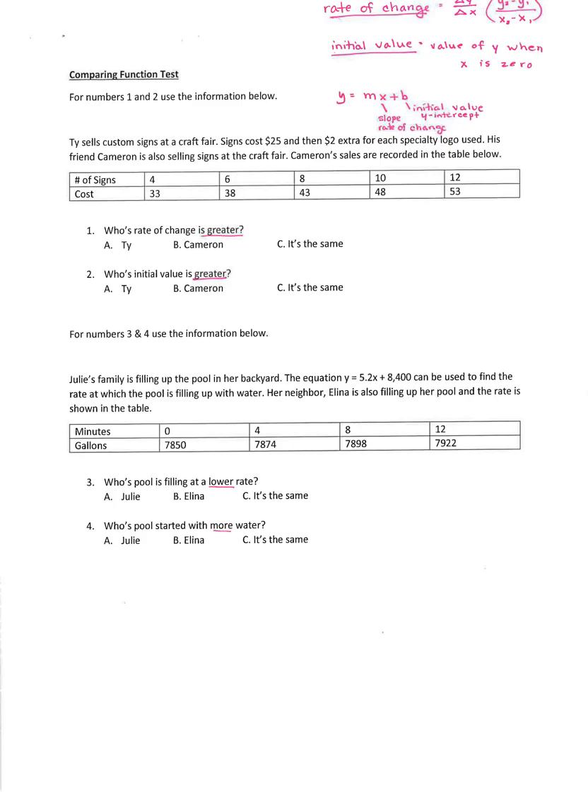Ty sells custom signs at a craft fair. Signs cost $25 and then $2 extra for each specialty logo used. His friend Cameron is also selling signs at the craft fair. Cameron's sales are recorded in the table below.